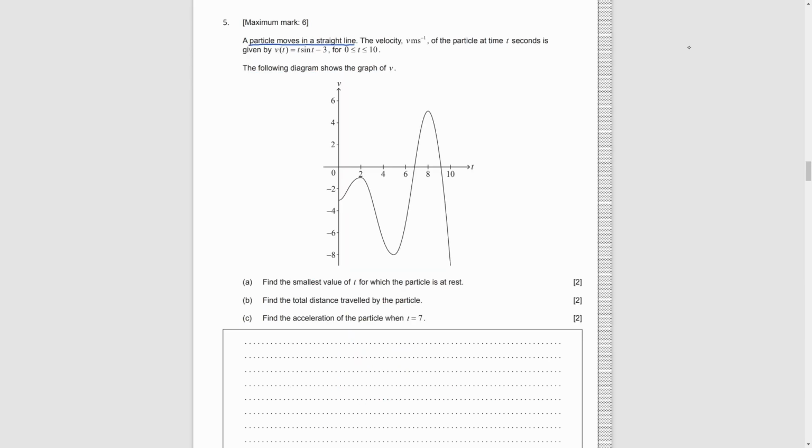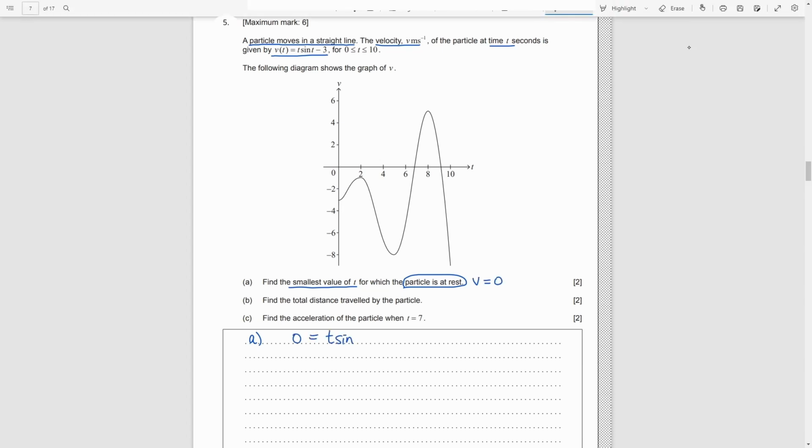Question 5. We have the velocity function of a particle and a velocity time graph. Part A. We need to find the smallest value of t when the particle is at rest. That means we set velocity to be 0 and solve it. We get 6.74.